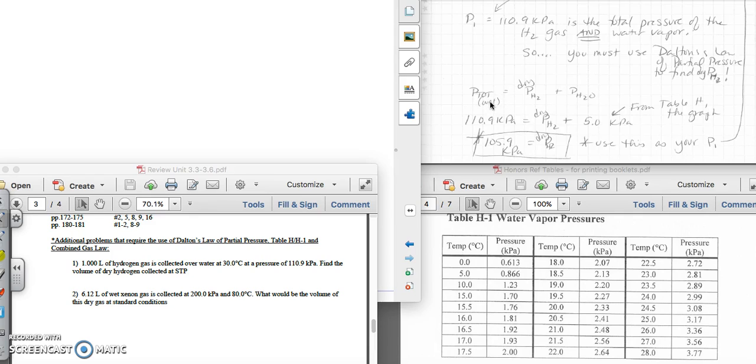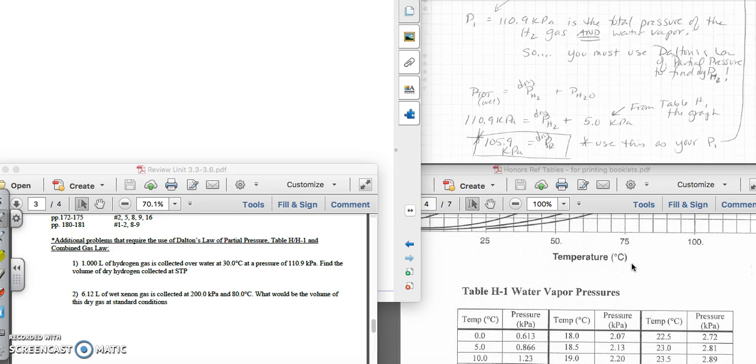So total pressure wet is equal to the dry hydrogen plus the pressure of the water. So the 110.9 kPa is given. That's going to be equal to the pressure of the dry hydrogen. That's what we're shooting for. And then for this number, we have to look at that original temperature of the water at 30.0 degrees Celsius. Well, that's not on this chart, so we're going to have to interpret it from the actual graph.